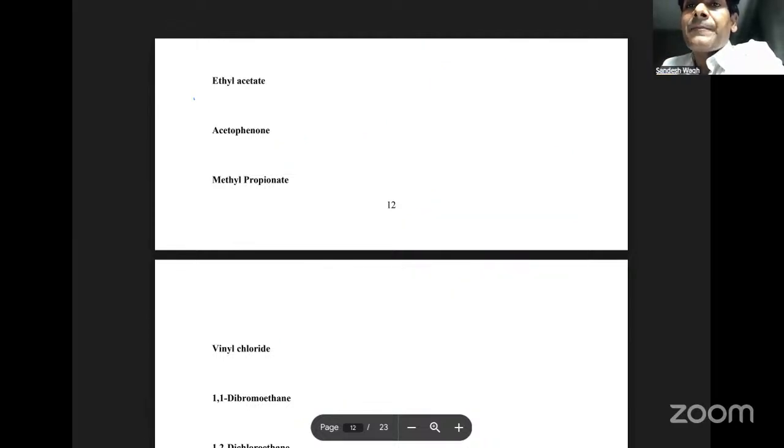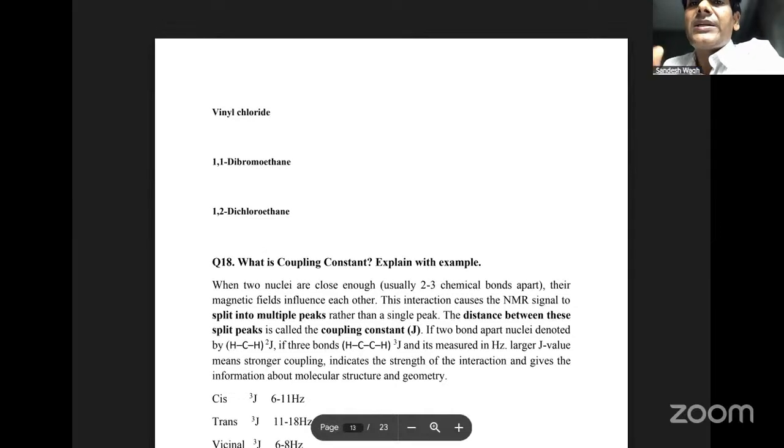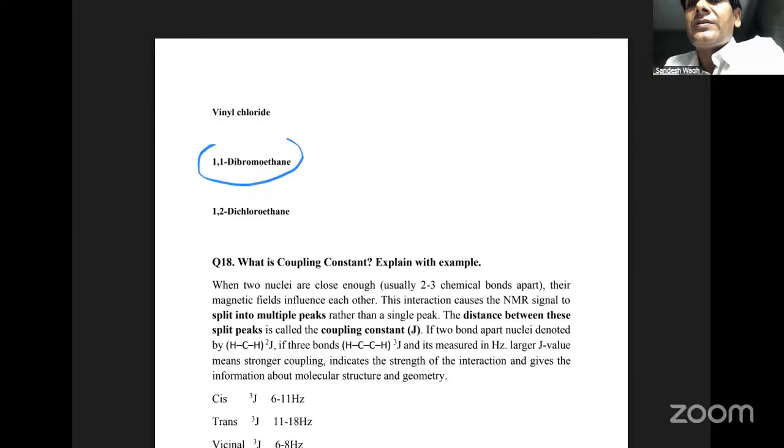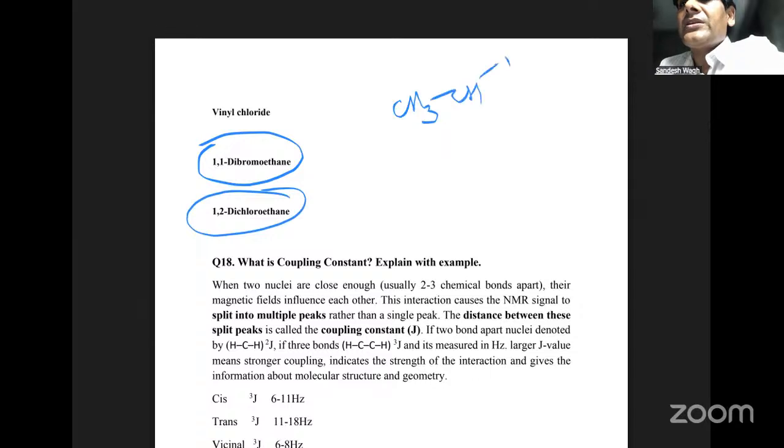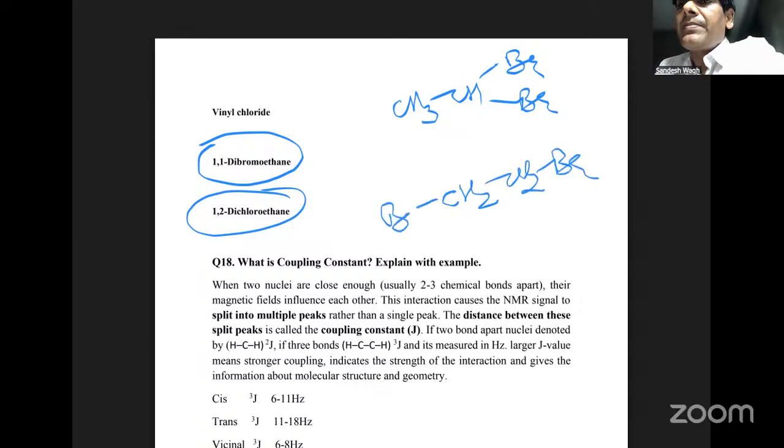So here, what structure is left now? I'll scroll down this page. Vinyl chloride we have already discussed. Let's see this structure and this structure. This is CH3CH, and this is a dibromo. That is 1,1: on the same carbon there will be bromide, whereas there are 2 bromides in the other, but they are separated apart as 1,2.